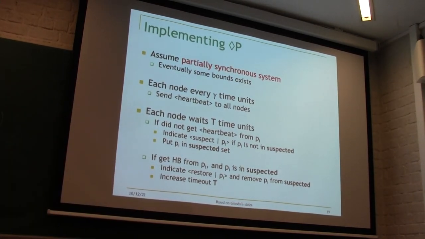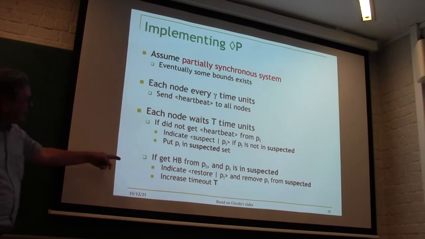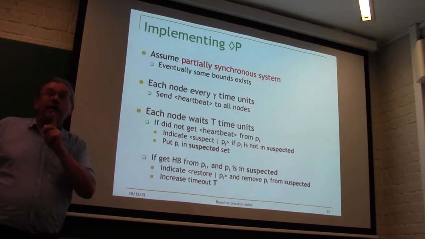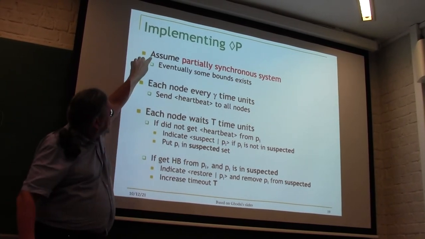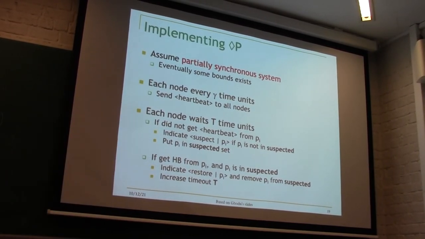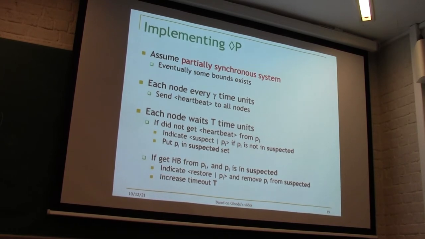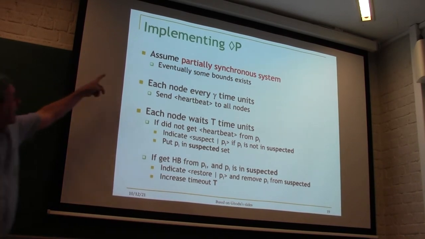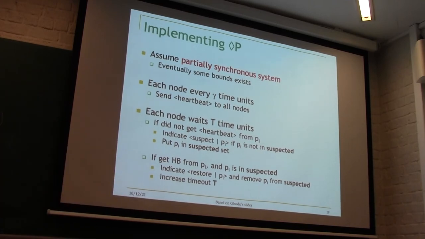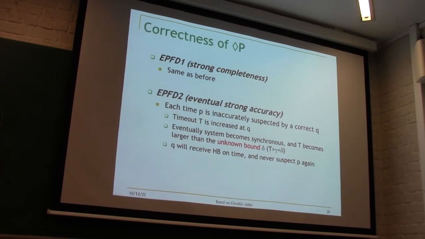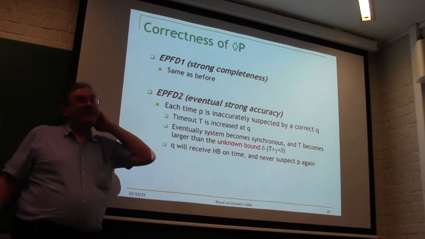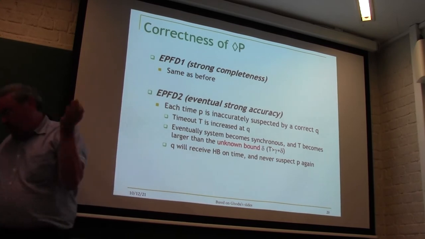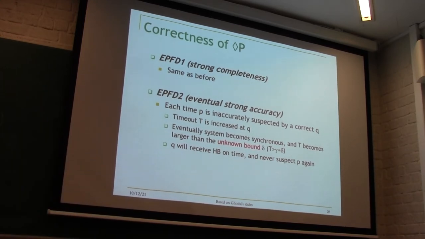So now it's interesting to prove the correctness of this. This is important because now we're going to connect this to the definition. It will give you some intuition on this funny definition. So let's make the proof. Strong completeness is easy. A crashed node sends no heartbeats, you receive no heartbeats, fine, I think it's crashed. The trick is this one.